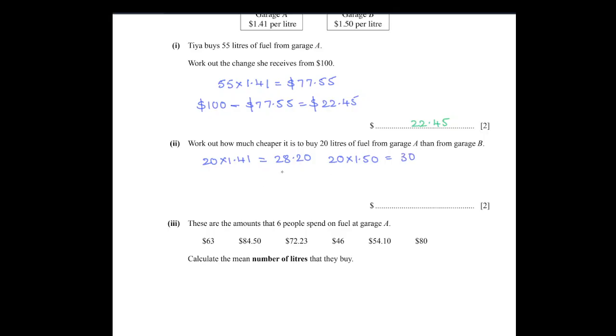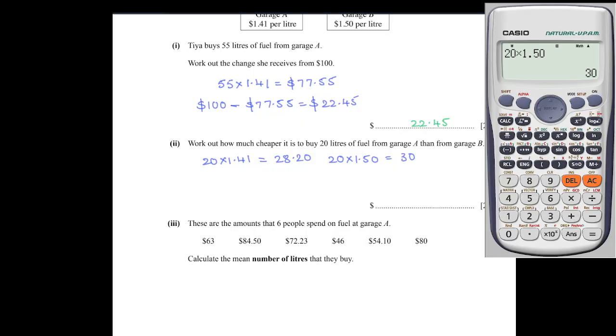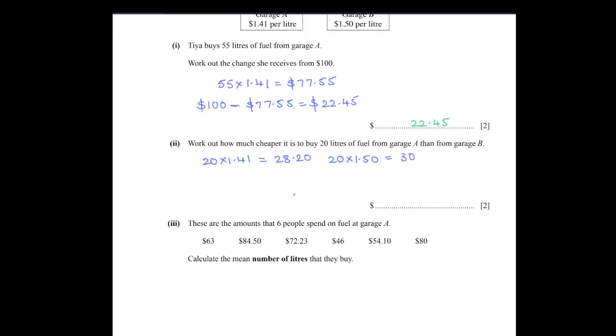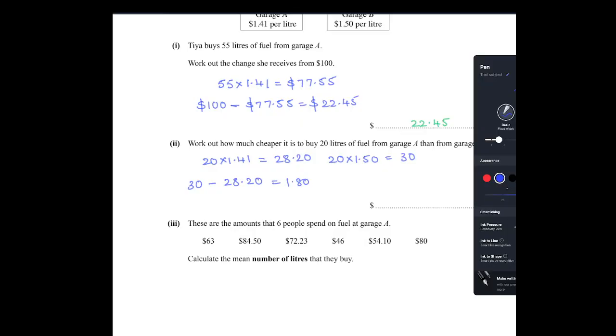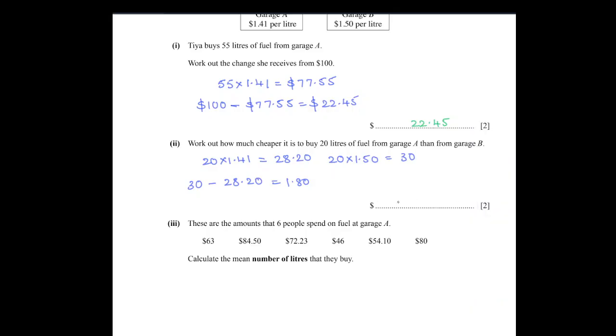So to compare now, we have seen that this is cheaper, but how much cheaper is it? How much cheaper means you have to subtract now. 30 minus 28.2. So take 30 minus 28.2. It's $1.8. So 30 minus 28.2 is equal to 1.80. So that is the amount you will save if you buy from garage A.